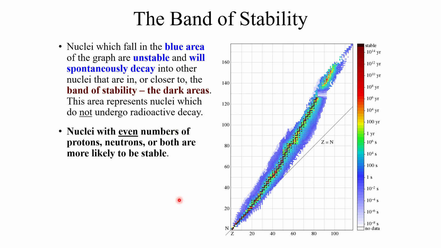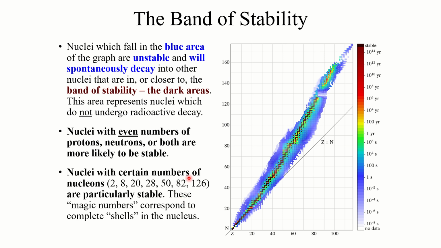A few things to note here is that nuclei with an even number of protons, neutrons, or both are more likely to be stable. It's just the way the math works out. And nuclei with certain numbers of nucleons, so 2, 8, 20, 28, 50, 82, and 126, are particularly stable. These are magic numbers which correspond to complete shells in the nucleus. And to be clear, I'm not going to expect you to remember either of these. These are just interesting facts I wanted to point out.